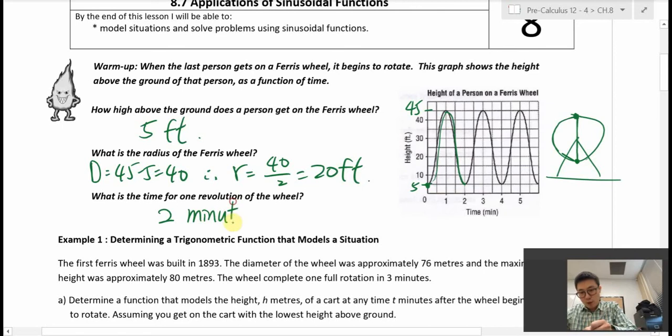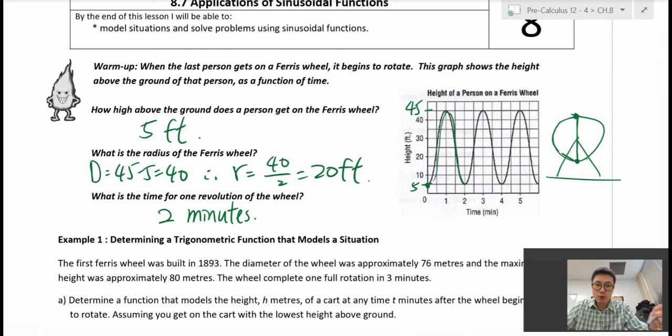Okay, so you can see the height of a person on the Ferris wheel. Actually, we can use a sinusoidal function to model the situation because it just keeps going. It just goes up, comes back down. If this Ferris wheel keeps rotating, it's just going to keep going up and down, with the same height. It goes to the same maximum, goes back down to the minimum, and keeps going forever. Well, it doesn't go on forever, I hope, but it could.